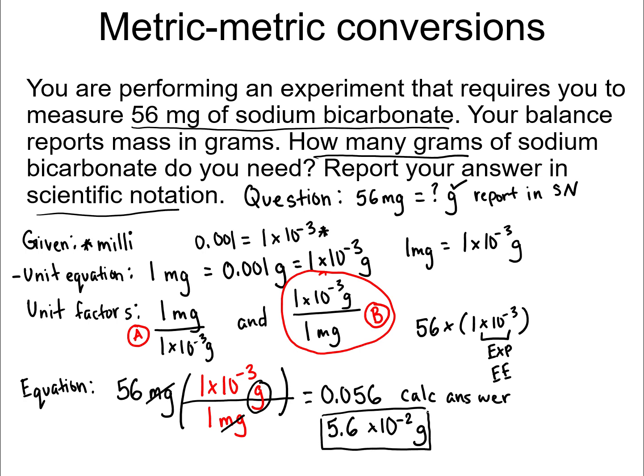So it would be 5.6 times 10 to the minus 2. Remember, for that coefficient, it's got to be at least 1, but less than 10. So it can't be 56. It's got to be 5.6.